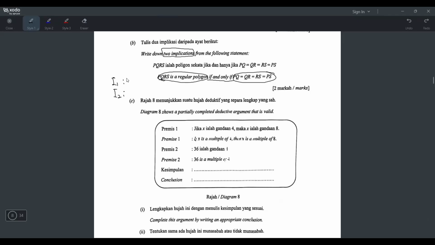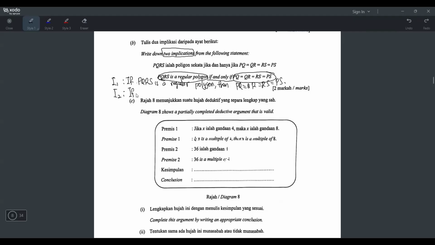So the formula should be: if depan then belakang. So what's depan? PQRS is a regular polygon, comma, then this whole thing PQ equals QR equals RS equals PS. That's all. That's implication 1.